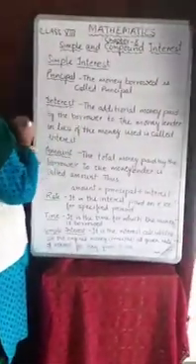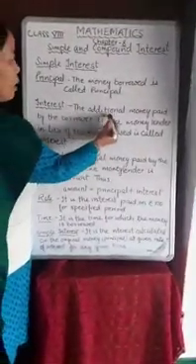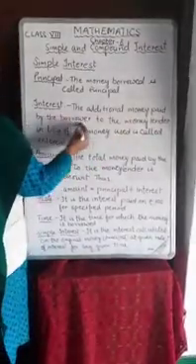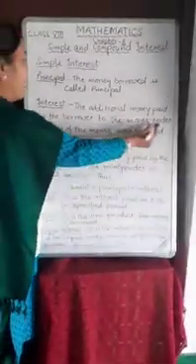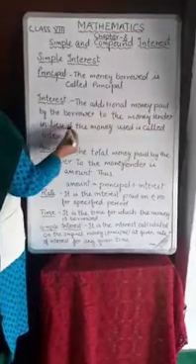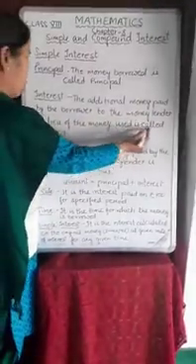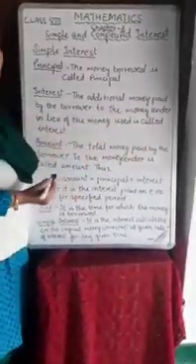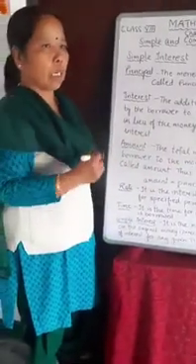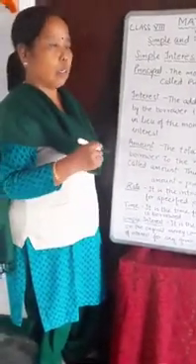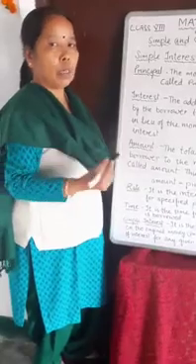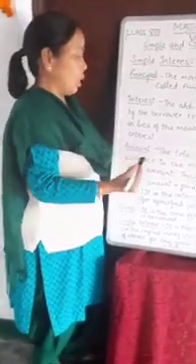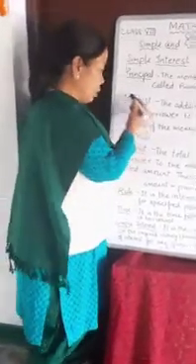Next term is interest. The additional money paid by the borrower to the money lender in lieu of the money used is called interest. If suppose I have taken the money from a money lender and in return I have to pay extra money to him or her, so that money is called the interest.